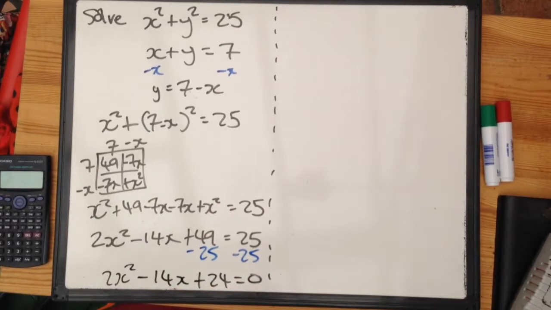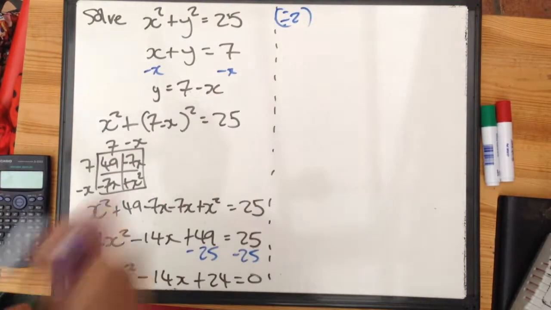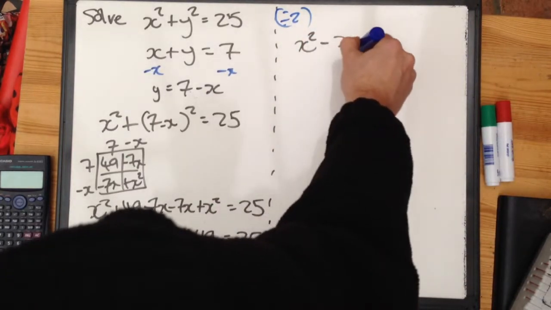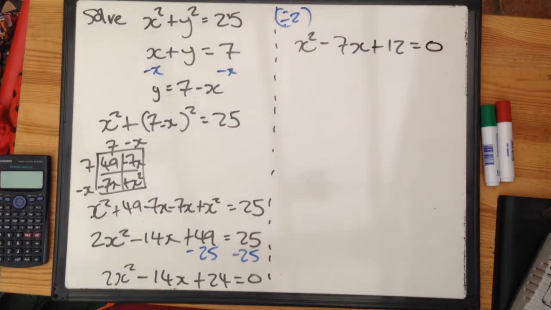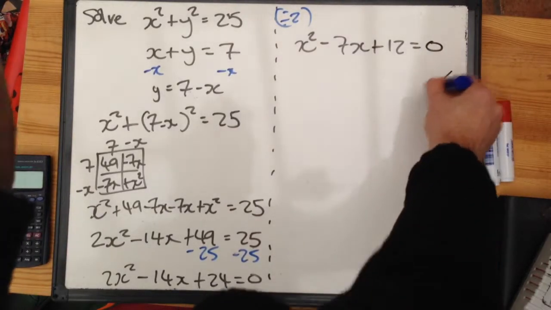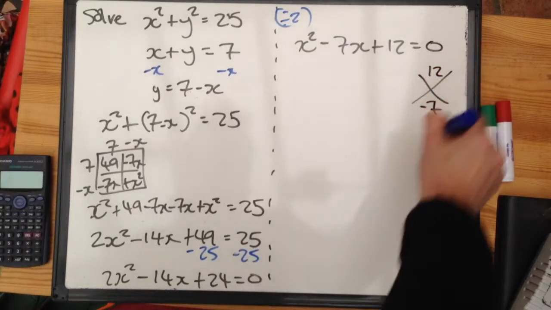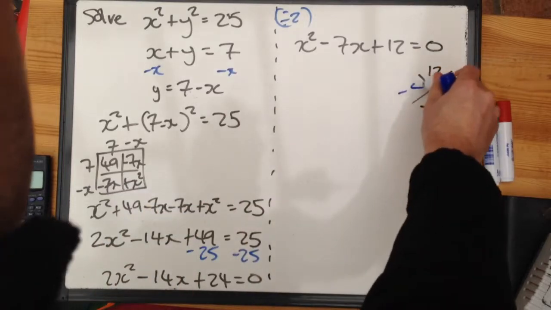So now we have a standard quadratic equation. It looks a bit ugly because of the 2x squared there, but if I look at all the coefficients, they all divide by 2. So I'm going to divide through the equation by 2 and end up with x squared minus 7x plus 12 is equal to 0. Now that is a lot more straightforward. My two numbers are going to need to multiply to give 12 and add to give minus 7. Those two numbers being minus 4 and minus 3.